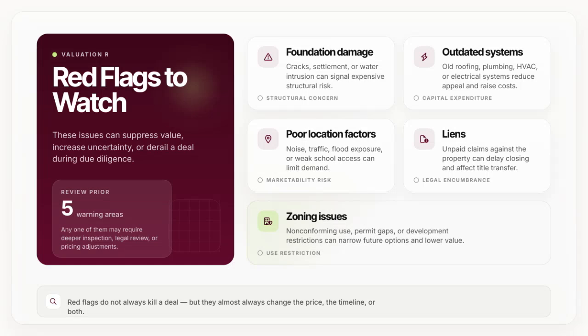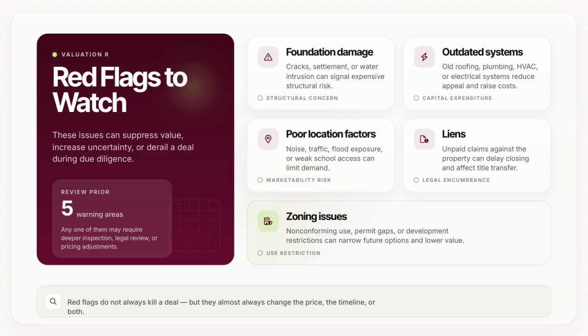Here are some critical red flags to watch for when evaluating a property. First, foundation damage such as cracks, settlement, or water intrusion can indicate costly structural concerns. These issues often lead to expensive repairs and can significantly impact the property's integrity. Next, outdated systems like old roofing, plumbing, HVAC, or electrical setups not only reduce the property's appeal, but also increase maintenance costs, which we categorize as capital expenditure risks. These can be a big factor when considering long-term investment.